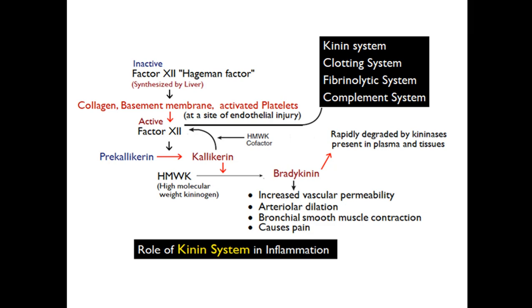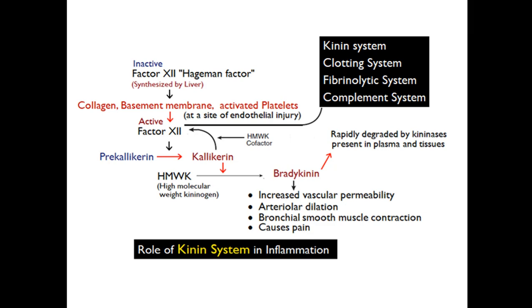And once it becomes activated, it will convert prekallikrein into kallikrein. And the kallikrein will convert high molecular weight kininogen into bradykinin. And this bradykinin will cause increased vascular permeability and vasodilation, particularly arteriolar dilation, and it is very dangerous in asthmatic patients because it causes bronchial smooth muscle contraction, and it is also responsible for the pain that we suffer in infection and inflammatory processes.